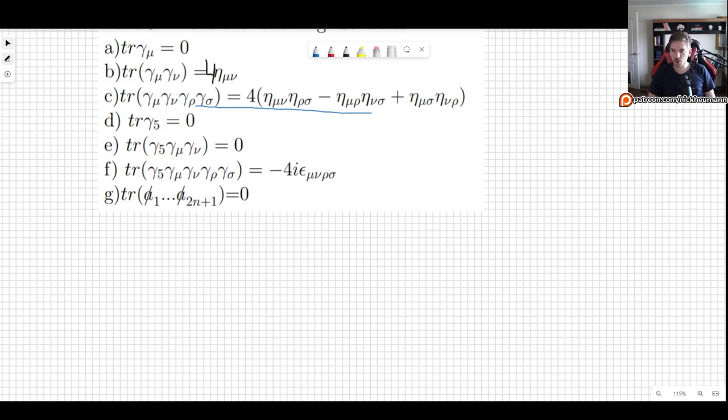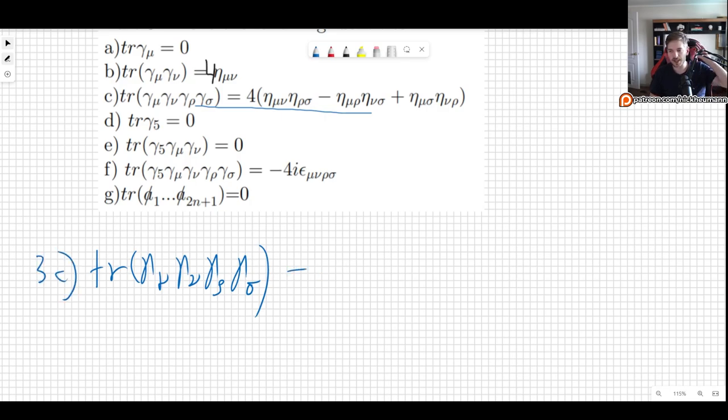So what we will do is just take the trace of gamma mu, gamma nu, gamma rho, gamma sigma. So this is part 3C. And we will begin just commuting them. So we want to now basically compare what happens when we on one side commute all those and then compare it with just using the cyclic property of the trace. We are going to use both. So let's go step by step.